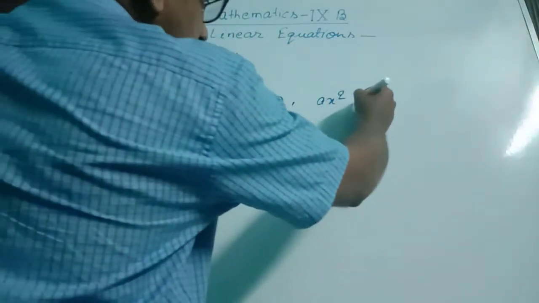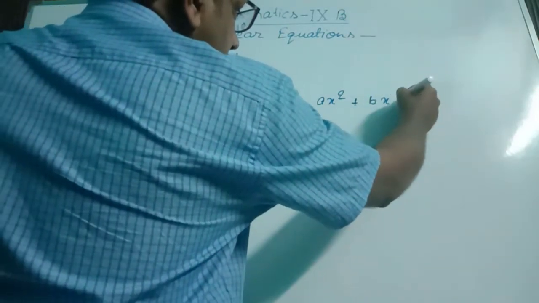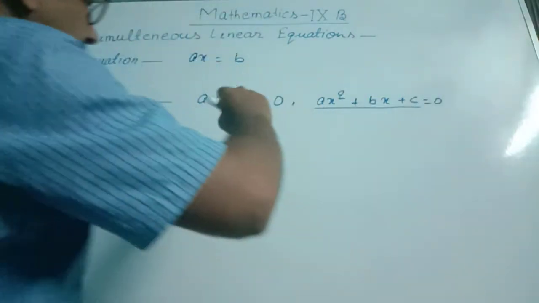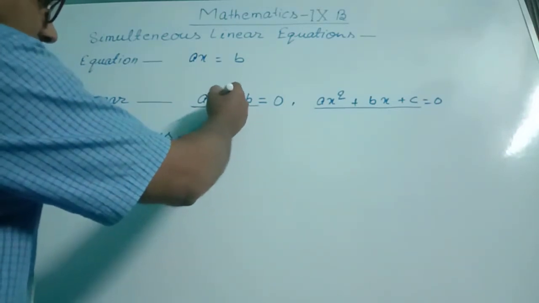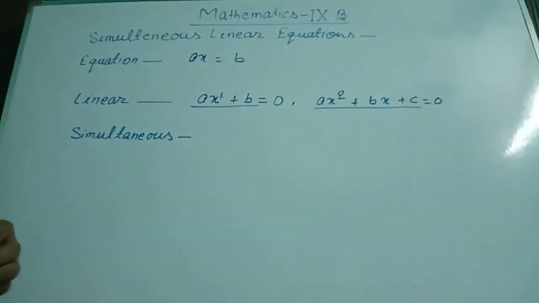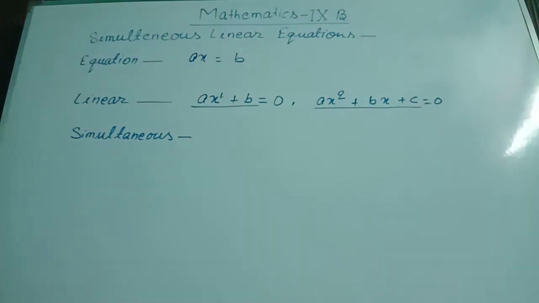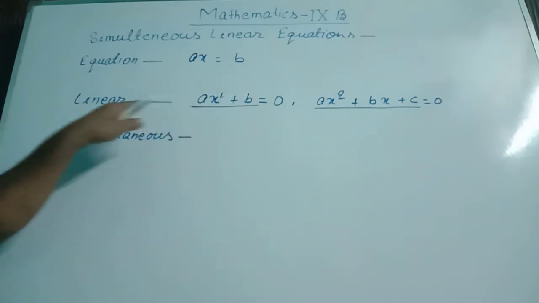If you write ax square plus bx plus c equal to 0, this became the form of a quadratic equation. But here in this equation, we find that the power of the variable is 1, or the index of the variable is 1. So any algebraic expression that consists of a variable of power 1, or index 1, and that is equal to some constant term, is called a linear equation.